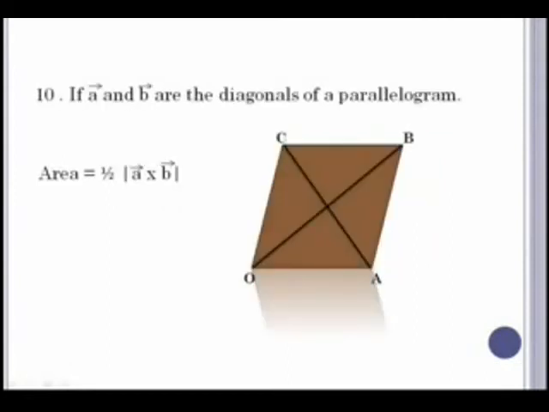Similarly, if we say that A and B are the diagonals of a parallelogram, then the area is given by 1 by 2 into modulus of A cross B. So if we say that this is vector A and this is vector B, where A and B represent the two diagonals of a parallelogram, then the area of OACB is given by 1 by 2 into modulus of A cross B.